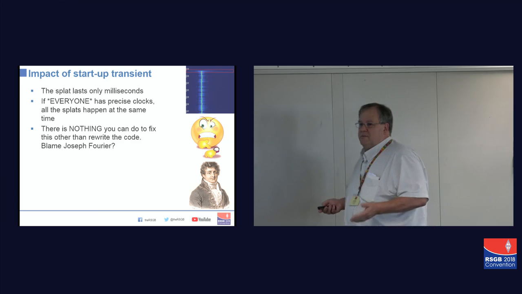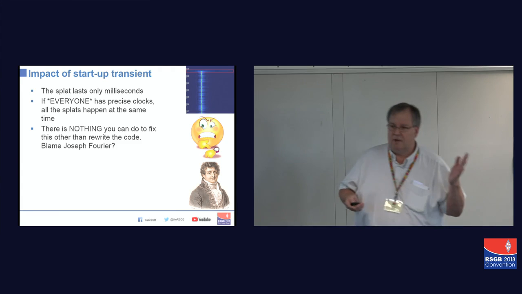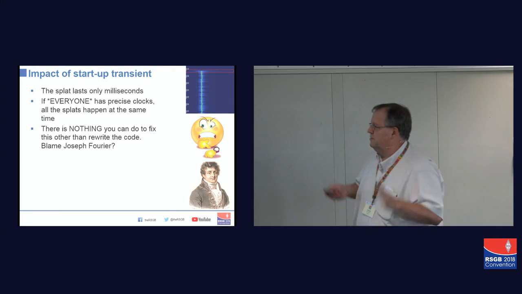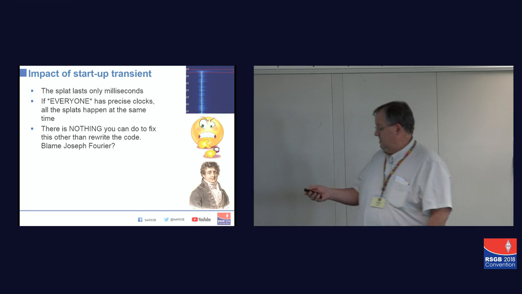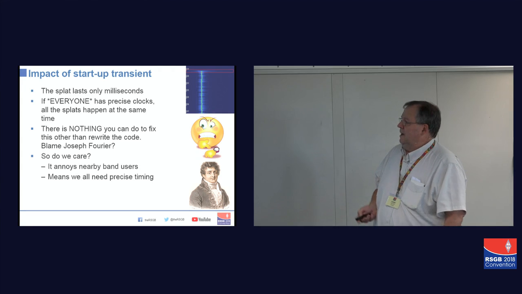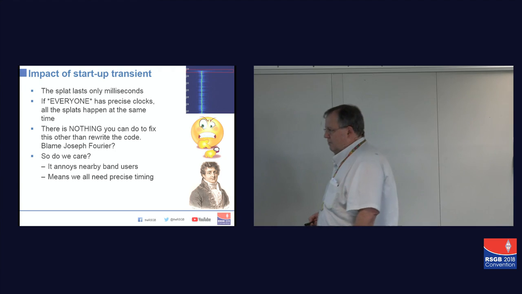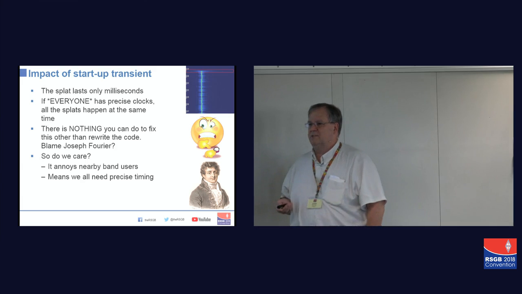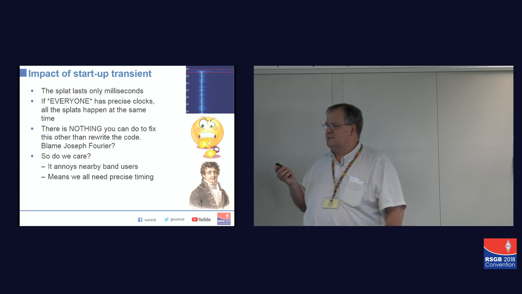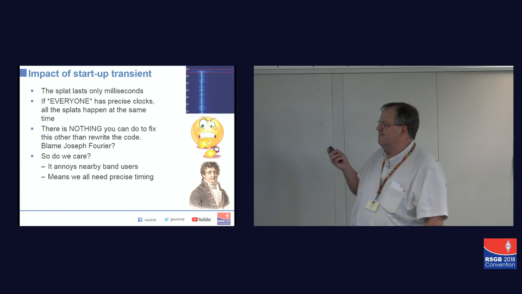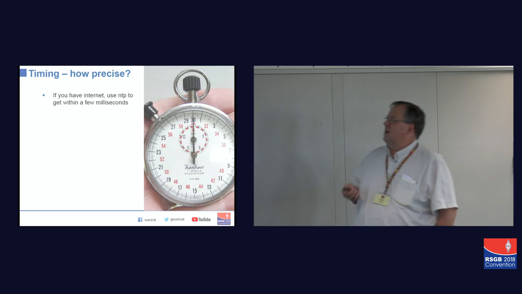There's nothing you can do to fix it other than getting Joe to rewrite the code and changing all of the way the thing works. It's all Fourier's fault. You see, mathematicians, do we care? Well, it annoys everybody else on the band, potentially, and it means that we all need precise timing.